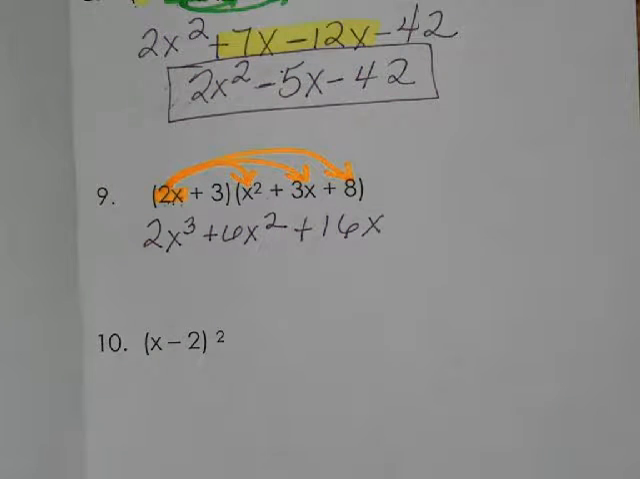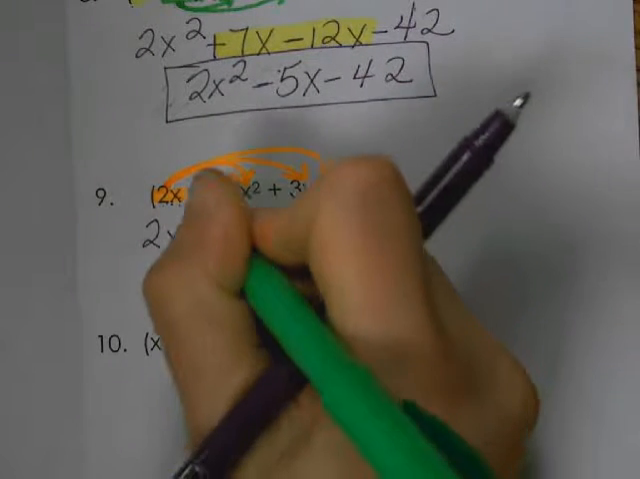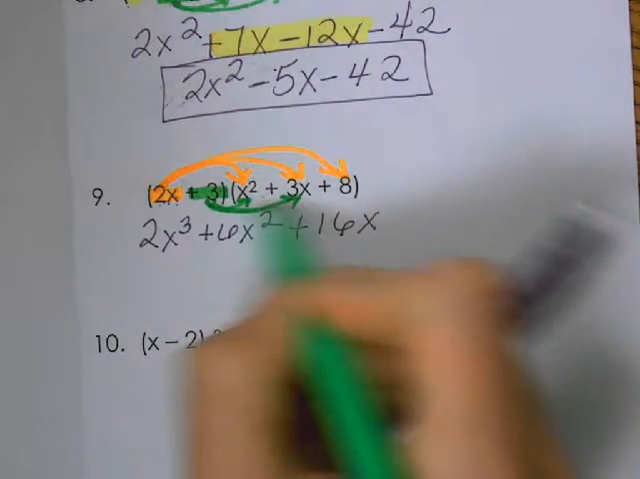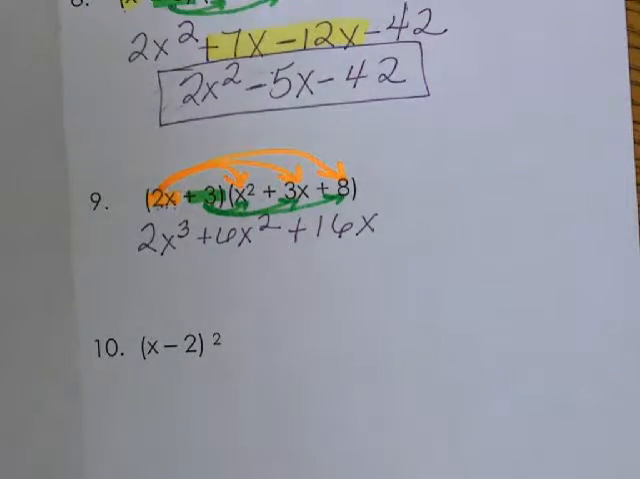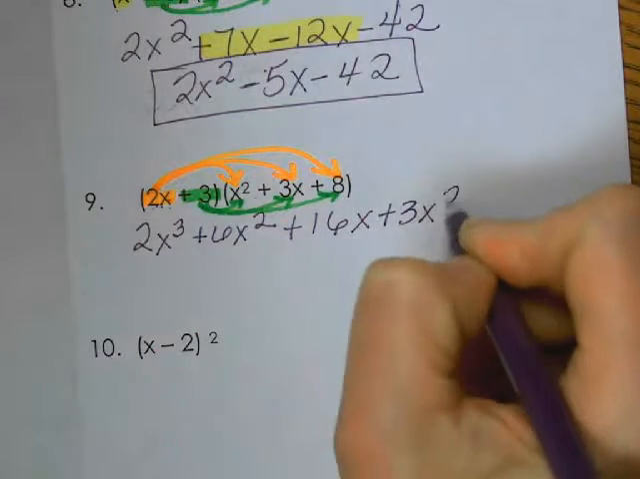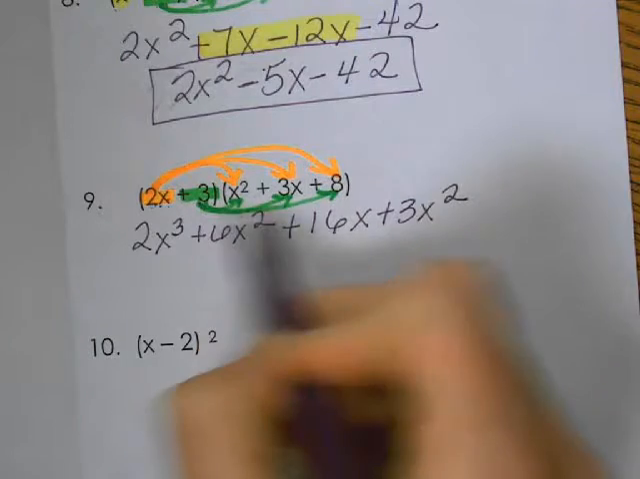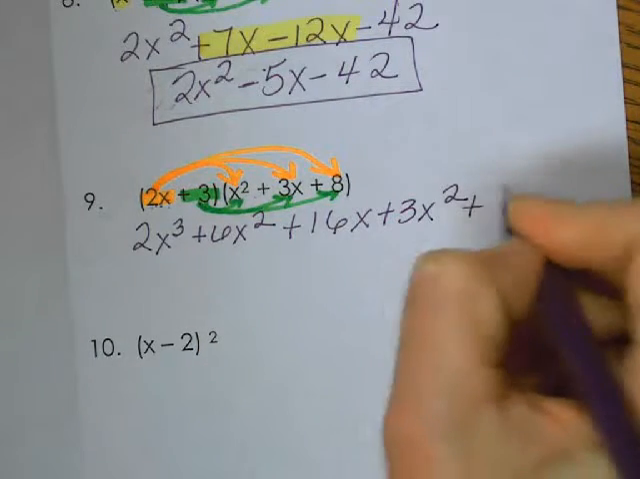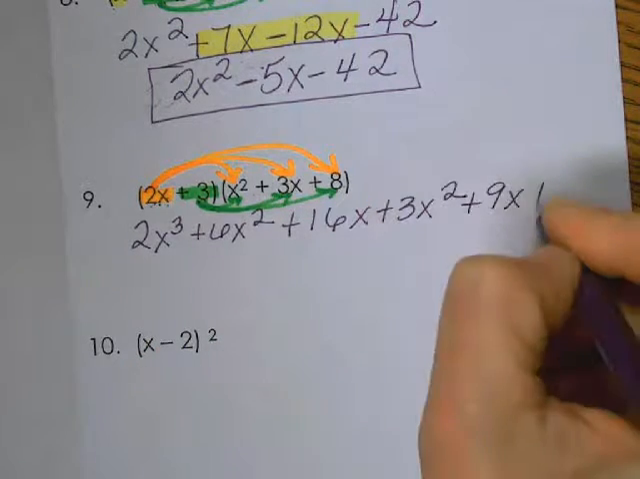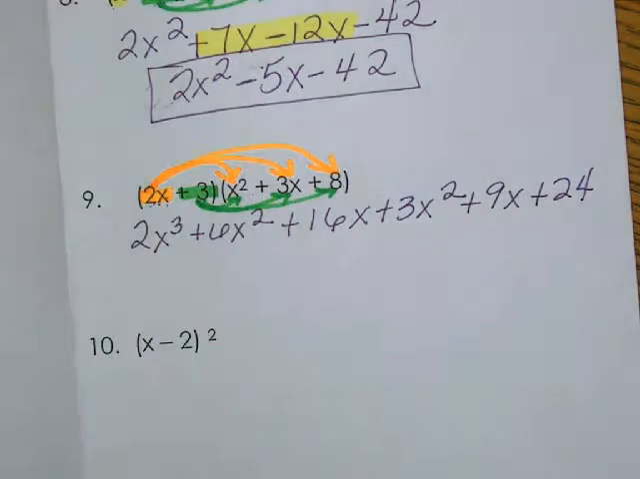We're not done. We've only done the 2x. So now we need to do the 3. It's a positive 3 times x squared, times 3x, and times 8. Positive 3x squared. Positive 3 times 3x is positive 9x. Positive 3 times 8 is positive 24.